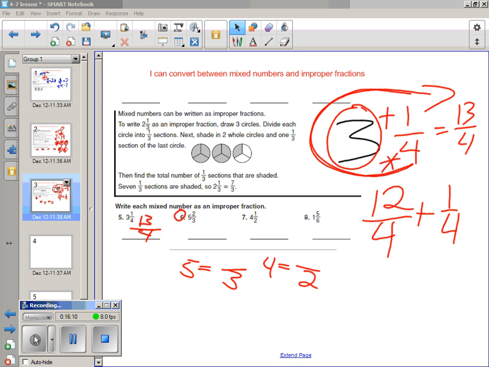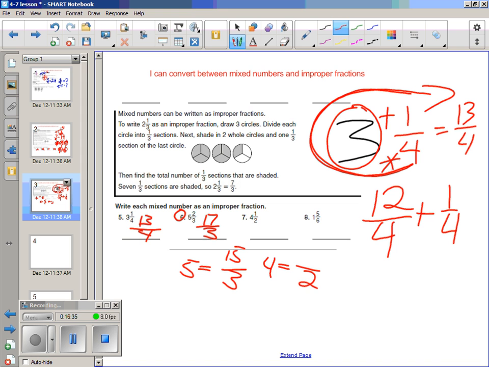Okay, ready? 5 2/3 is how many thirds? 5 2/3 is 17 thirds. Everybody agree? Yep. 5 alone is equal to how many thirds? Did everybody hear that? 5 is 15 thirds because 15 divided by 3 is 5. Okay? 3 times 5 is 15. That's why we do 3 times 5.